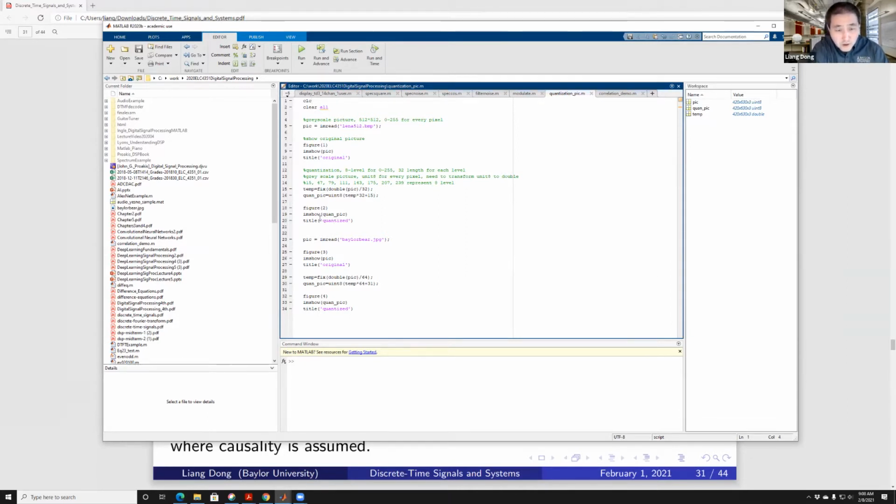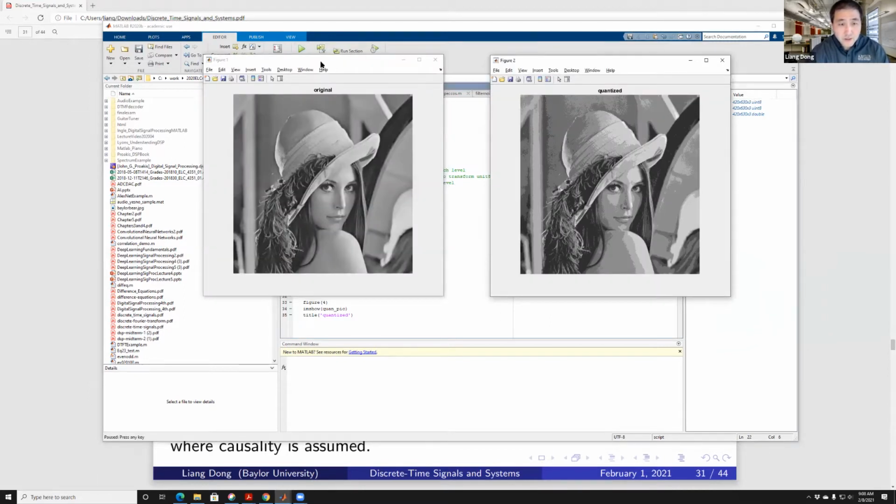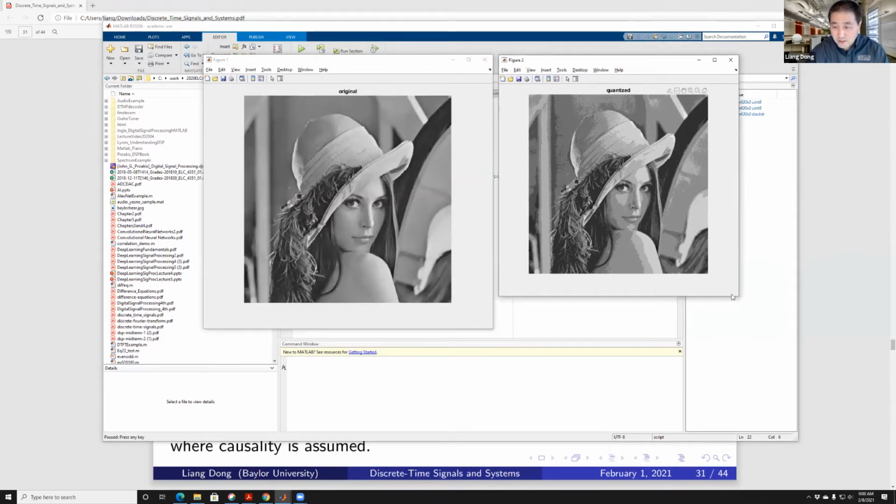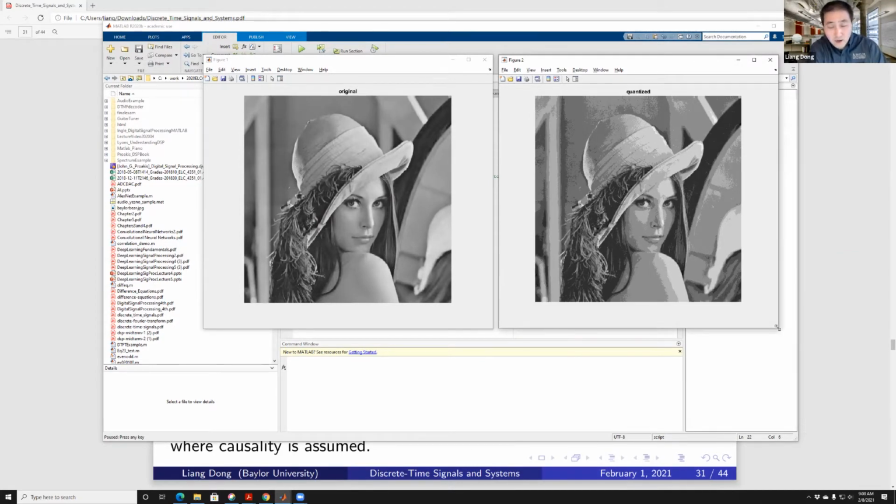Figure 2 plots this quantized picture. So let me run it. Okay, so you can see here on the left is the original portrait. On the right is the quantized picture. Not too bad. Now I am only using 8 different levels. In other words, I can use only 3 bits to represent the value of each pixel. And it still gives me a good picture. Almost all the information of the original image is here.